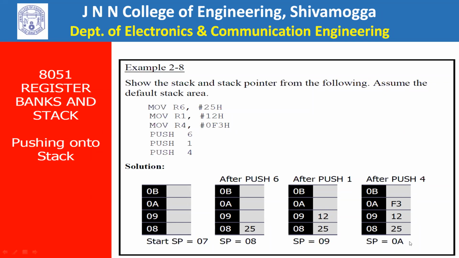Once again, you write push 4. SP is incremented by 1. 9 plus 1 becomes A and it is pointing to A. To the location A, the content of R4 is copied. That is F3. So that is how the push operation is executed in the stack.